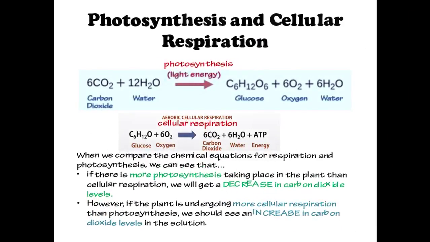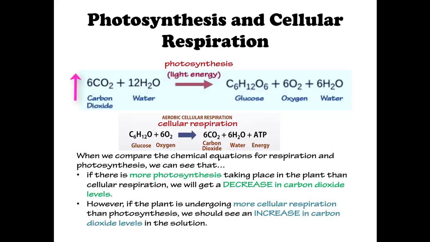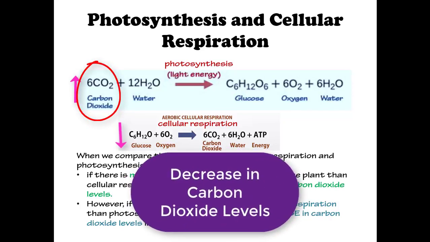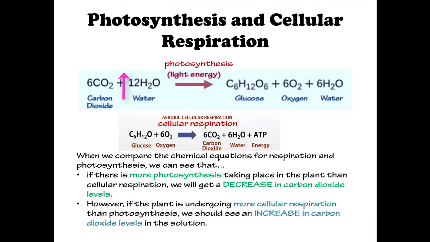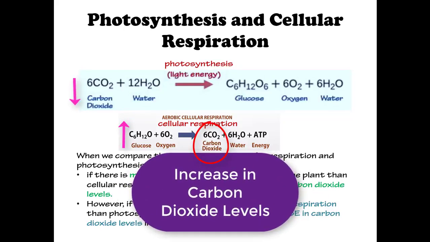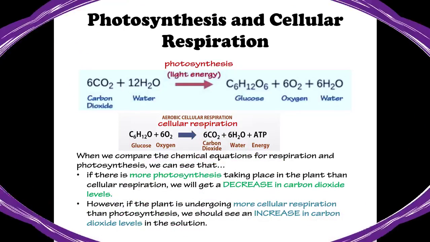When we compare the chemical equations for cellular respiration and photosynthesis, we can see that if there is more photosynthesis taking place in the plant than cellular respiration, we will get a decrease in carbon dioxide levels. However, if the plant is undergoing more cellular respiration than photosynthesis, we should see an increase in carbon dioxide levels in the solution.